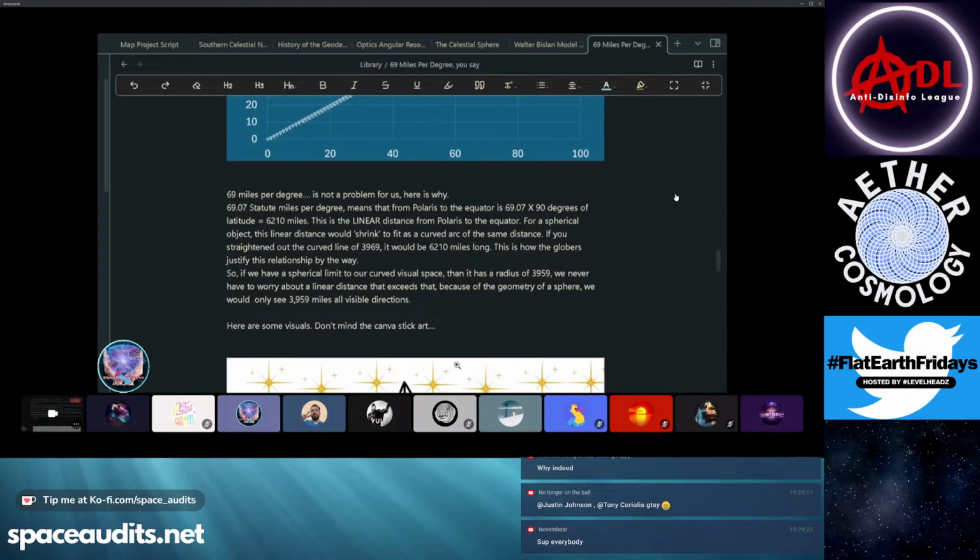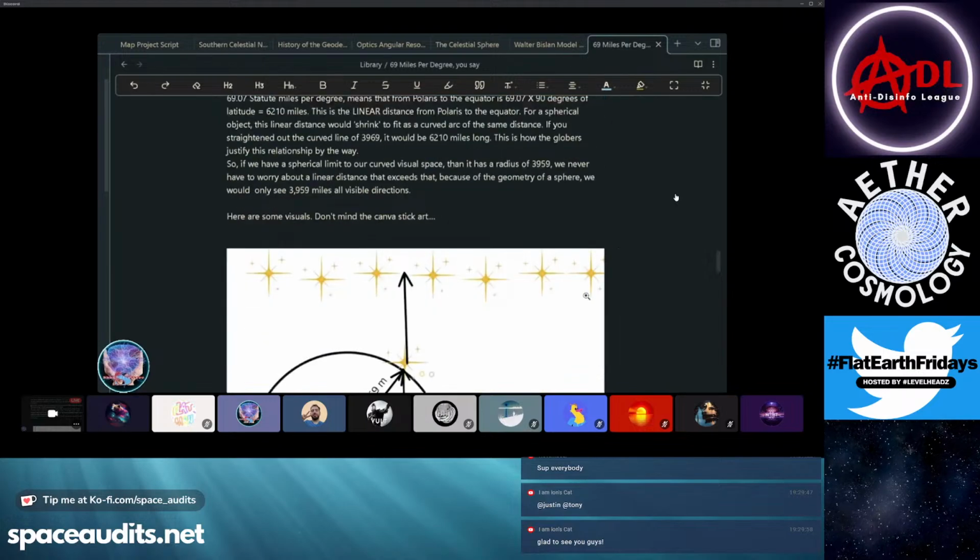So if we have a spherical limit to our curved visual space that has a radius of 3959, we don't have to worry about that linear distance that exceeds that because of the basic geometry of a sphere. That radius would only see that distance in every direction, okay? That already utilizes the linear relationship of the sphere. It is no longer linear, it's in 3D physical space. Everyone clear? We got some visuals to go over, but don't mind the stick art.